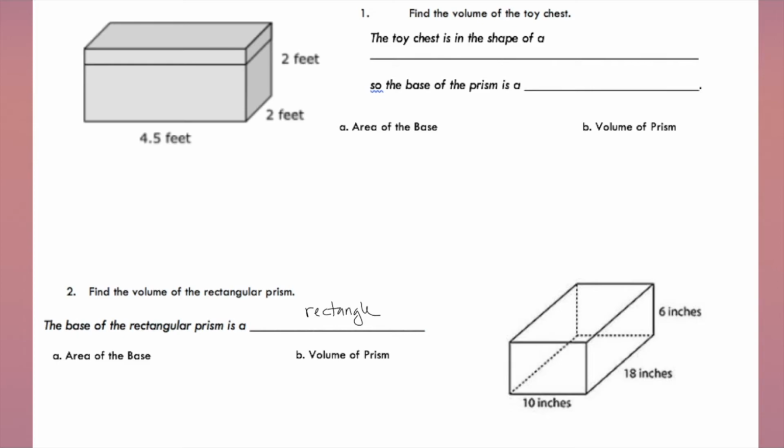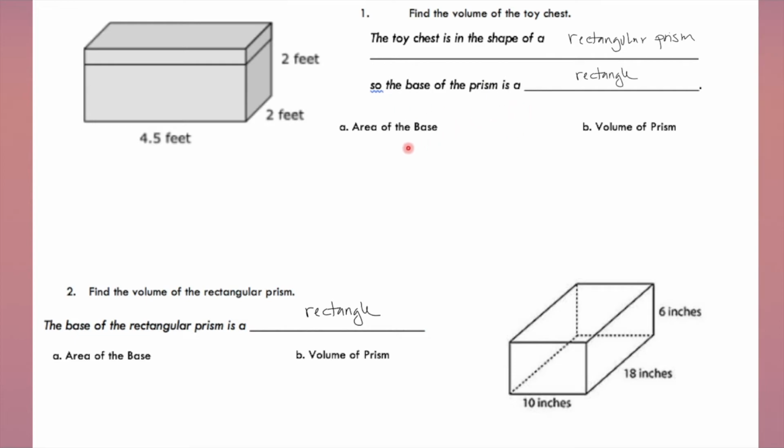All right, moving on to the next page. This first question is asking us to find the volume of the toy chest shown here. And so it's important to realize this toy chest is in the shape of a rectangular prism. So that means the base of the prism is going to be a what? Yes, a rectangle. Pretty simple.